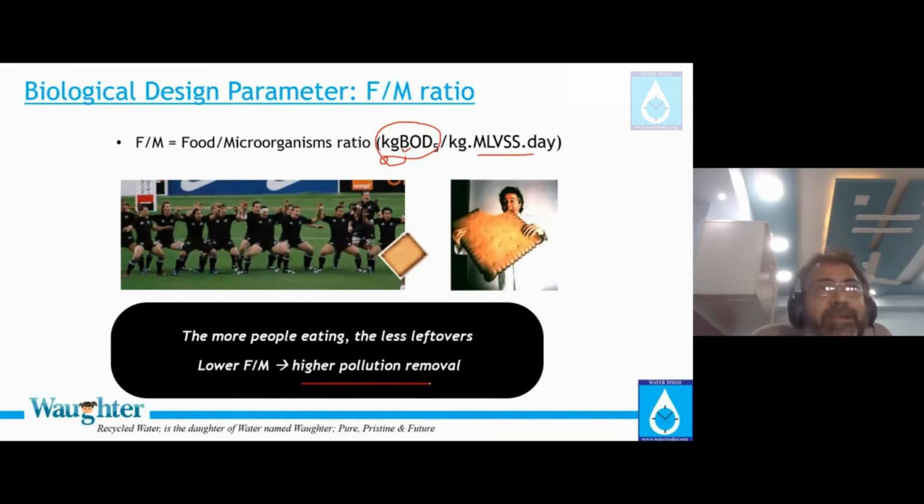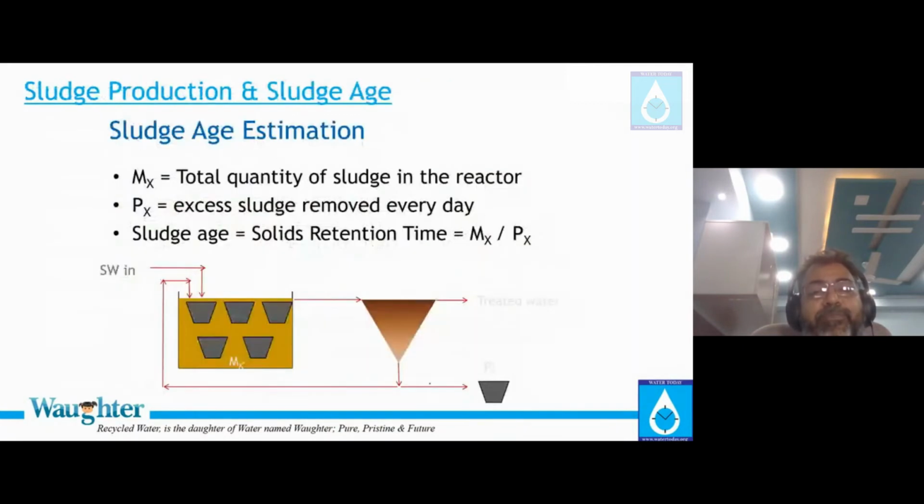F/M is not a design number. A lot of the time people say F/M is a design number. I'll talk to you further, then you'll understand. F/M is not a design number.